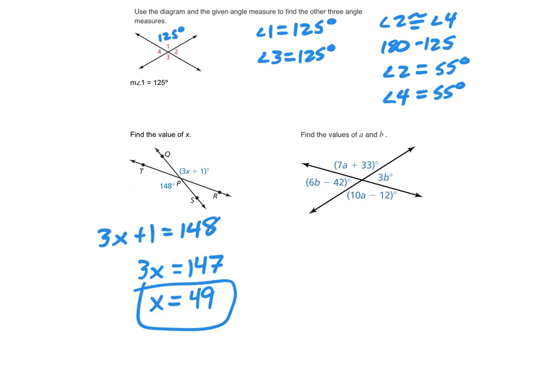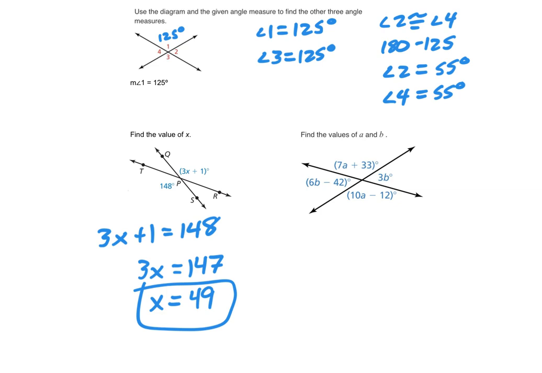One thing I will point out is make sure you understand the difference between finding an angle, like up here, where it asked us to find angles 2 and 4, and down here. Do I need to put a degree symbol on 49? No, because x is a variable. 49 is the value of x. It's not an angle measure, so we don't have to put a degree symbol on it. But if I'm finding an angle, I should put a degree symbol on it to show that it's an angle measure.